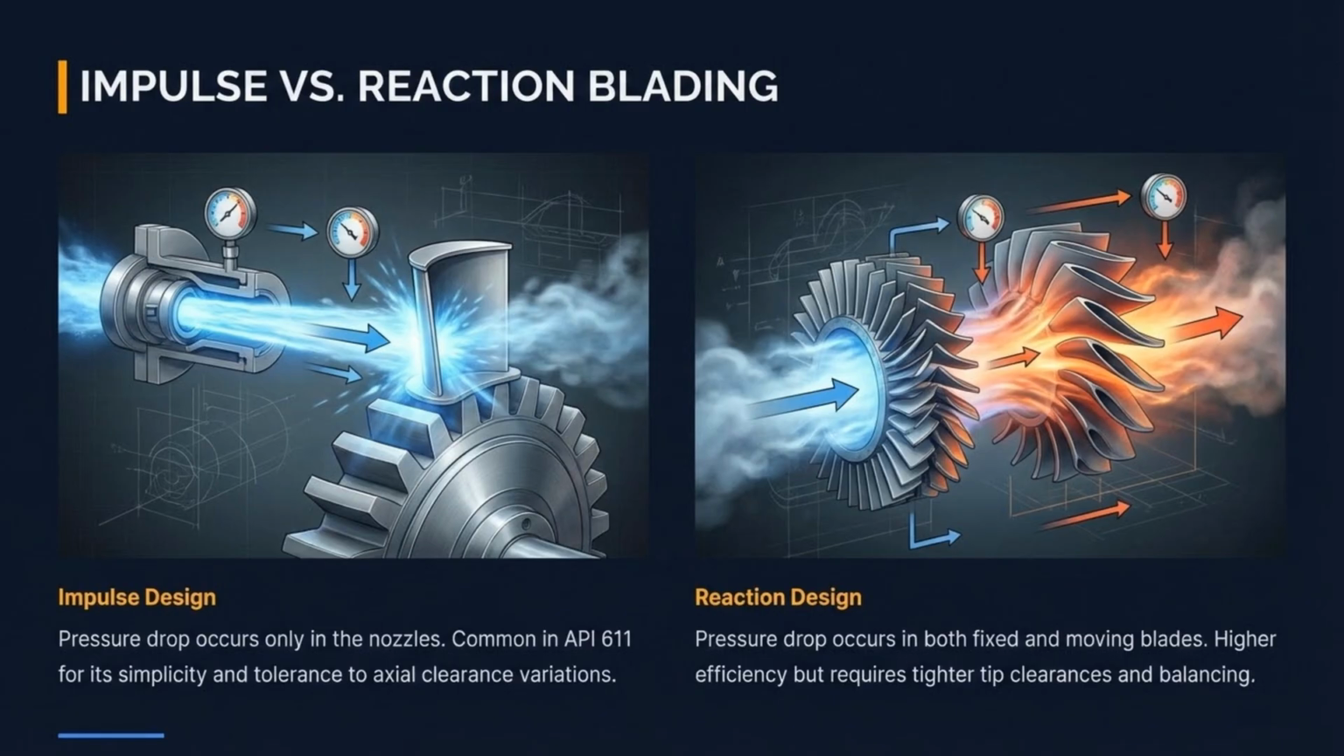Design philosophy also differs. Impulse designs, where the pressure drop occurs only in the nozzles, are common in API 611 for their simplicity and tolerance to clearance variations. Reaction designs offer higher efficiency but require much tighter tip clearances and more precise balancing, which is often found in larger API 612 units.